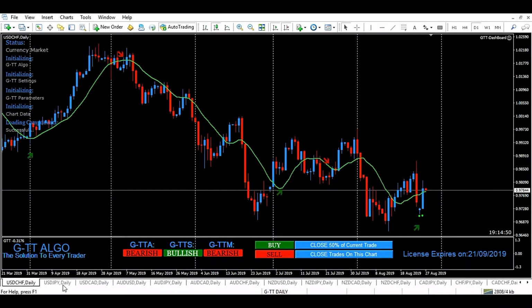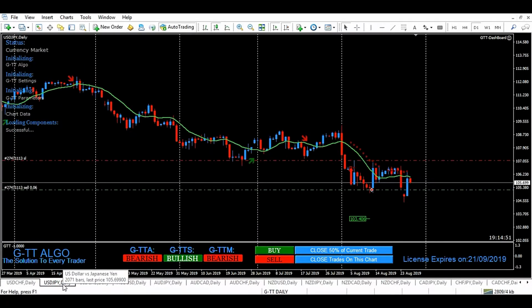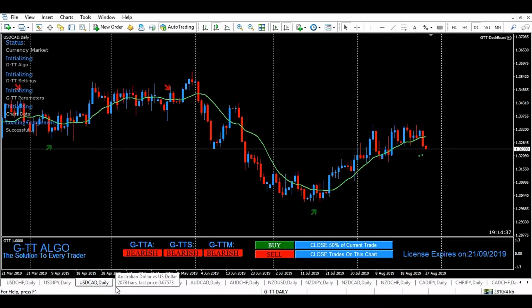Yes, I do have quite a few currency pairs. USD JPY, expecting the market to continue to the downside. USD CAD, nothing at the moment. As we can see, there is a slight pullback in the market, but due to my algo saying that the market is in an upward trend, I'm not going to go short.